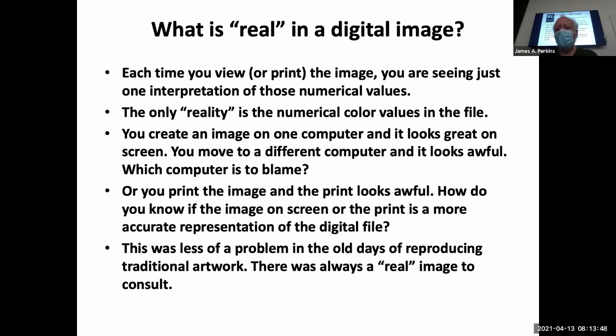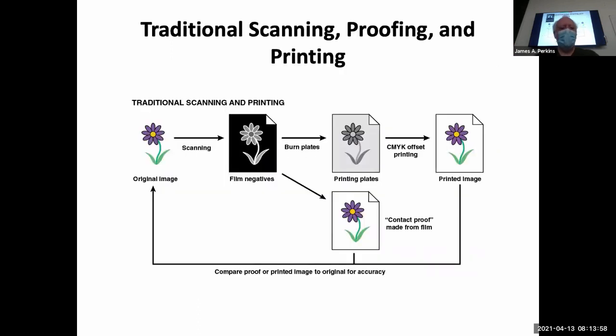Believe it or not, the whole process of scanning and reproducing color images in many ways was easier back in the old days, before it was done digitally. And the main reason why it wasn't necessarily easier from a technical point of view, but it was easier in the sense that you always had something to compare the colors to. You always had a real tangible object or image that you could compare the colors of your printed output back to that original piece.